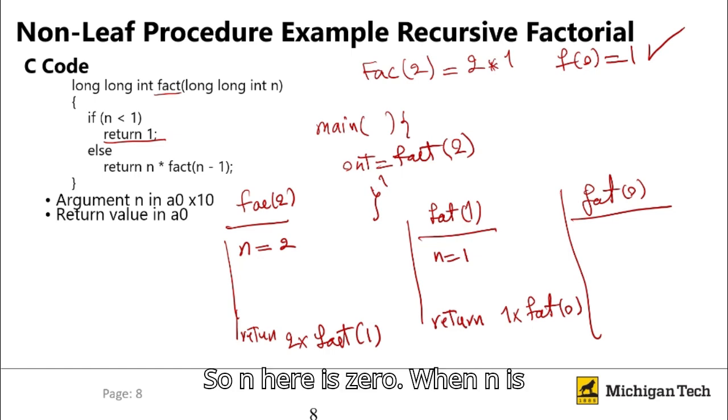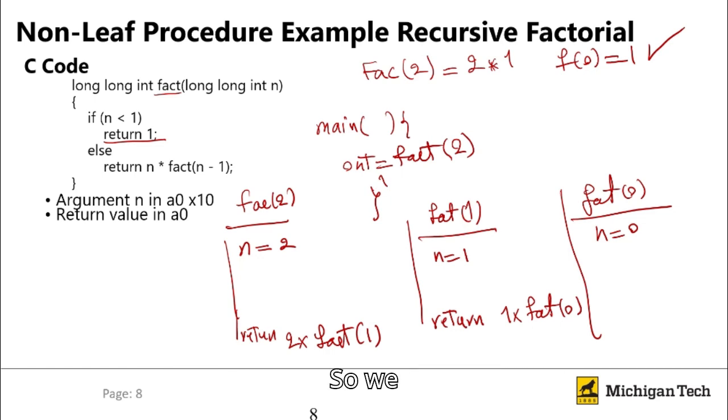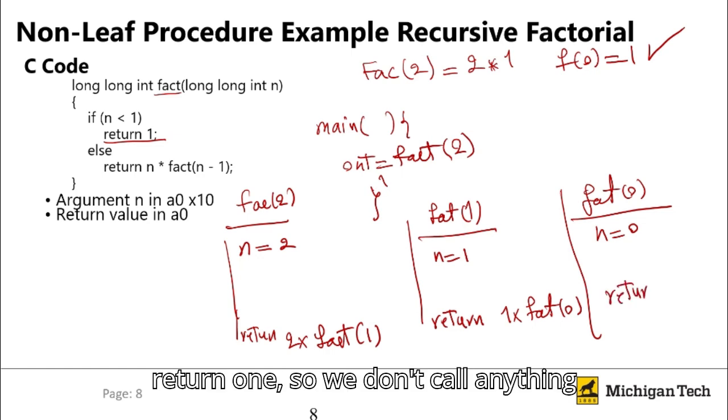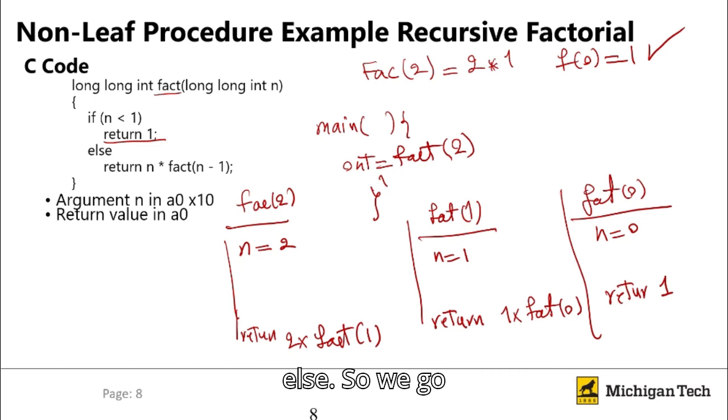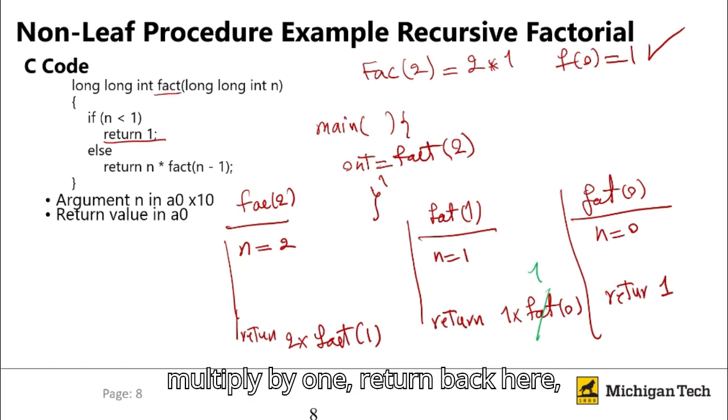understandable. So n here is 0. When n is 0, we jump there. If it is less than 1, yes, it is less than 1. So we return 1. So we don't call anything else. So we go back here. We put 1 here, and then return 1 multiplied by 1.